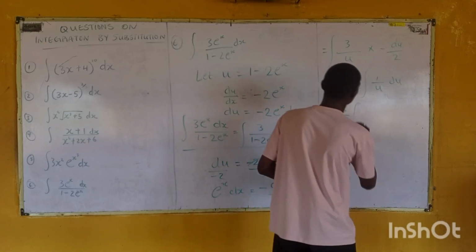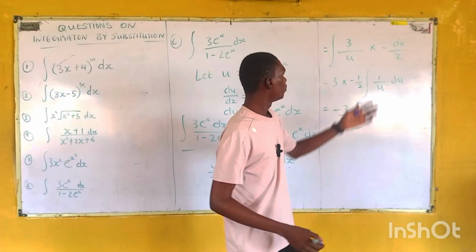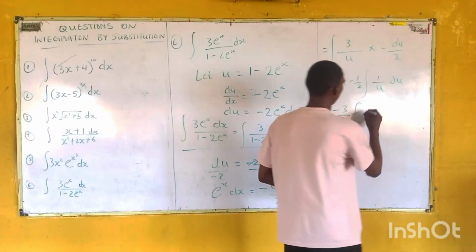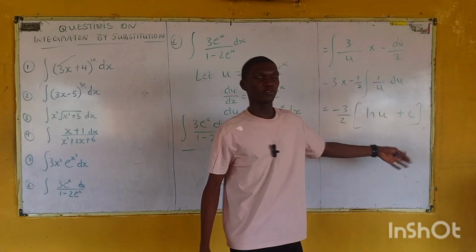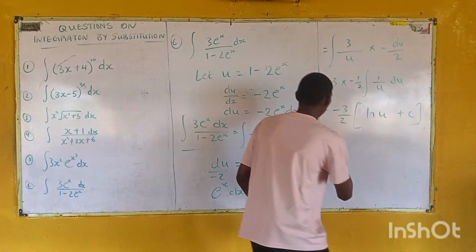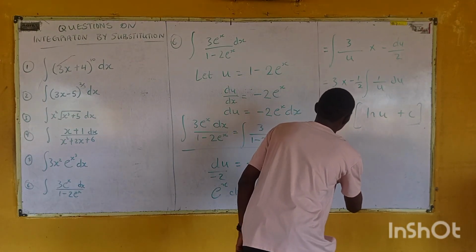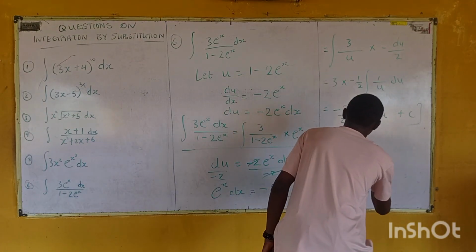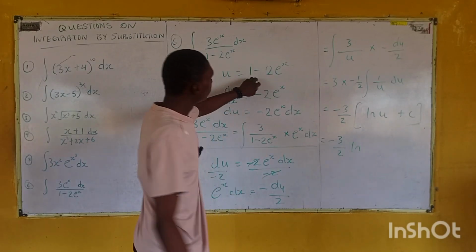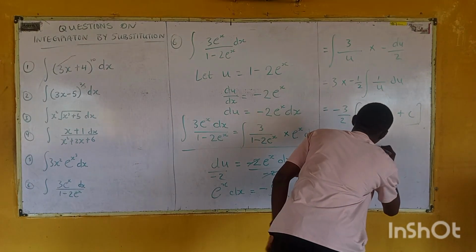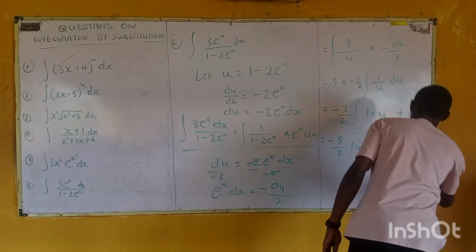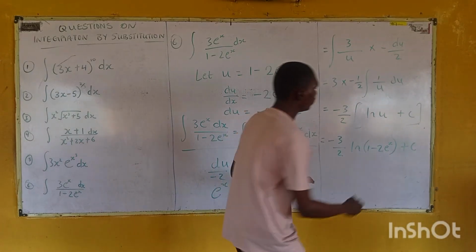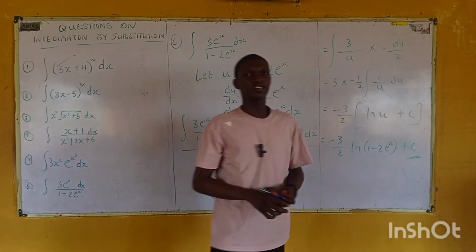Now, when we integrate 1 over u du, that's ln u plus c, which is our constant of integration. So we can move on and say that our final answer is minus 3 over 2 ln of our u from here, ln 1 minus 2 exponential raised to power x, plus c. All right. So this will be our final answer up to this extent.